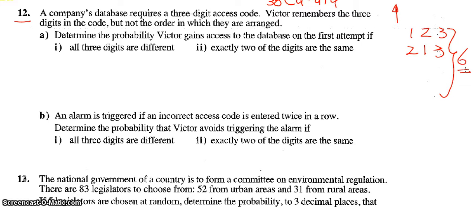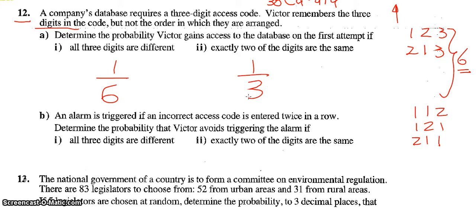Anyway, determine the probability Victor will gain access to the database on the first attempt if all 3 digits are different. Okay, so it's 1 out of 6, because he remembered the 3 digits, for example 1, 2, 3, so he just needs to try, so it's 1 out of 6. Exactly 2 of the digits are the same, so let's say the digits are 1, 1, 2. How many ways are there to arrange that? It could be 1, 1, 2, 1, 2, 1, or 2, 1, 1. There's only 3 ways. Okay, so 1 out of 3.